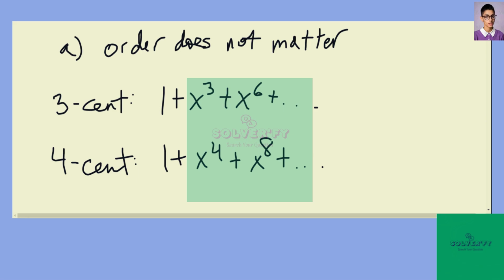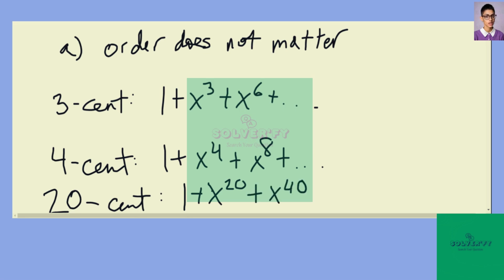We have that 20-cent stamps can be used to form any cent amount that's a multiple of 20. So the generating function for the 20-cent stamps contains all powers of x which are multiples of 20. So this is 1 plus x to the 20th plus x to the 40th, and so on.